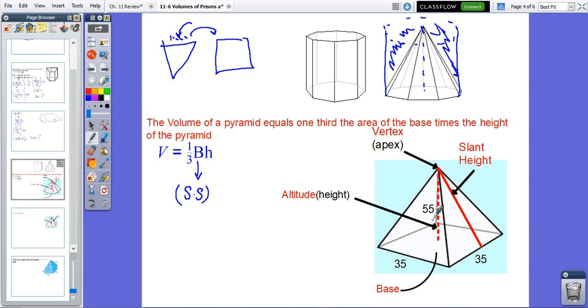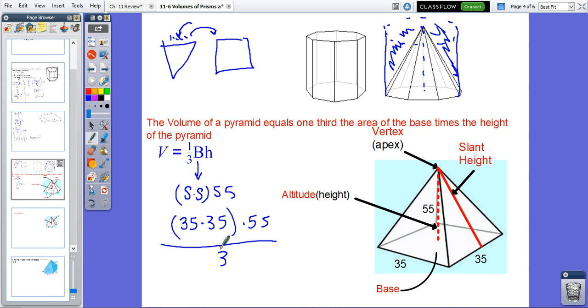Remember, height inside, volume, height outside, surface area. So S times S times 55. So our 2 sides right here is 35 by 35. So we'll do 35 times 35, and that is all times 55. And then that's all divided by 3, because again, it's a third amount of space.